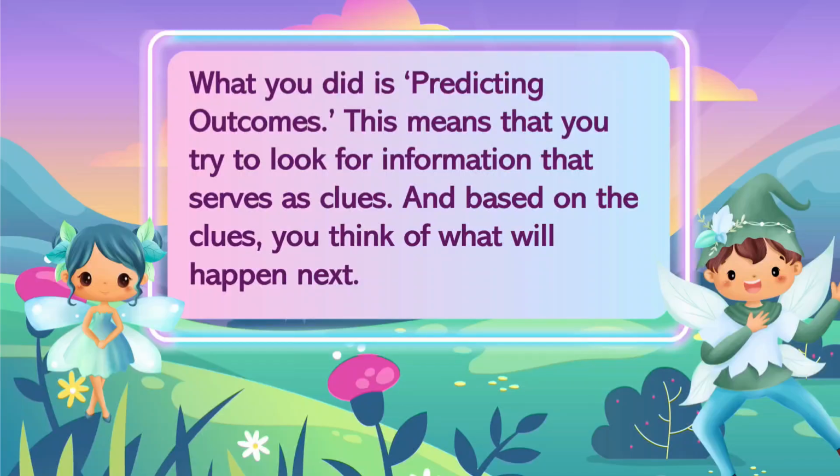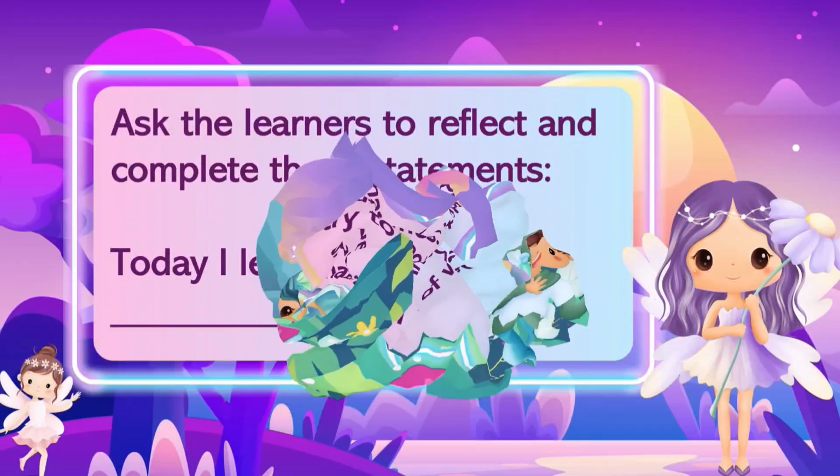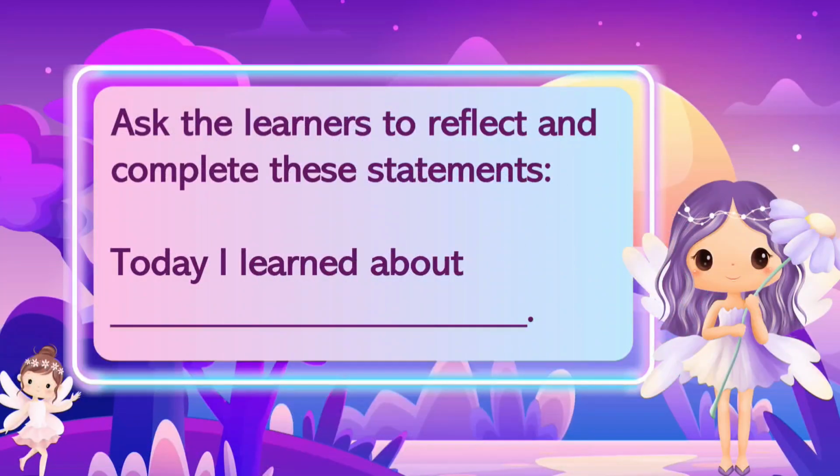What you did is predicting outcomes. This means that you try to look for information that serves as clues. And based on the clues, you think of what will happen next. And now, ask the learners to reflect and complete these statements.